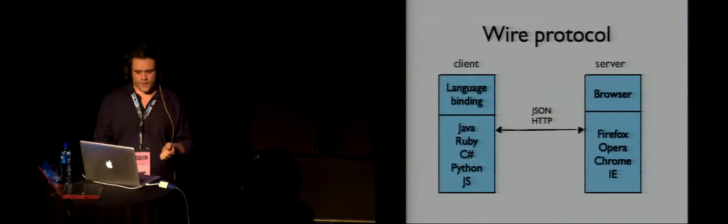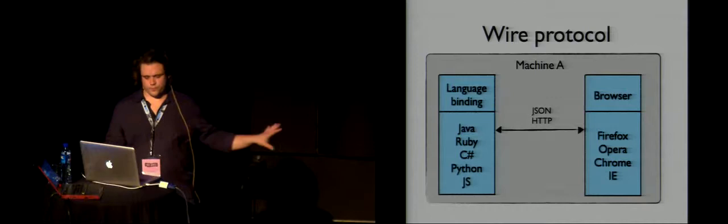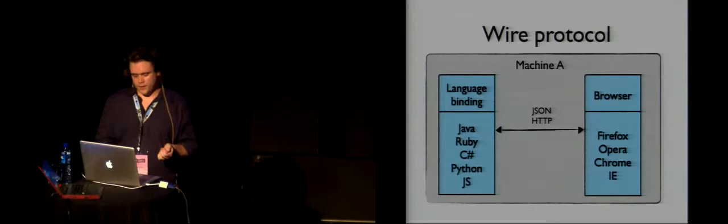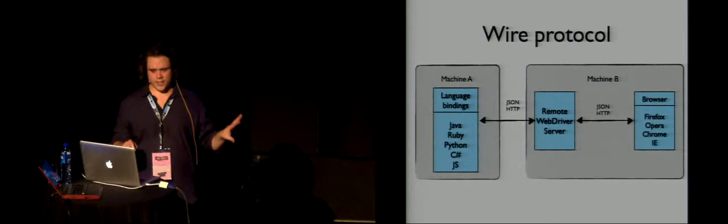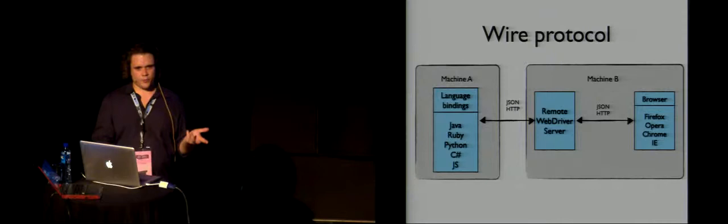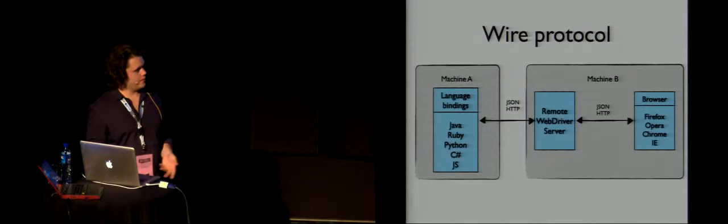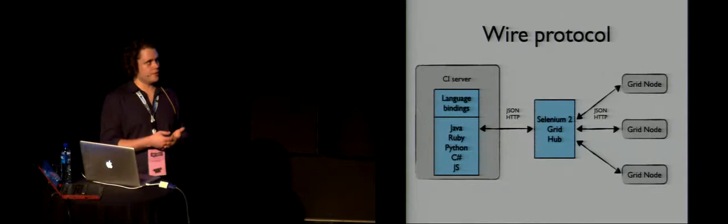This also comes with some nice properties. You can run this on a single machine locally while developing tests. You can also scale out and move the browser off to another machine, with the actual tests running on a different machine. It's the exact same wire protocol. You just have a server in between that acts as a dumb proxy. It just pipes commands from the client to the browser. This also scales up to a grid system. The Selenium grid uses the same protocol, just piping commands through.